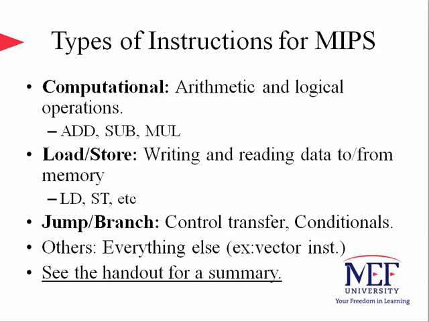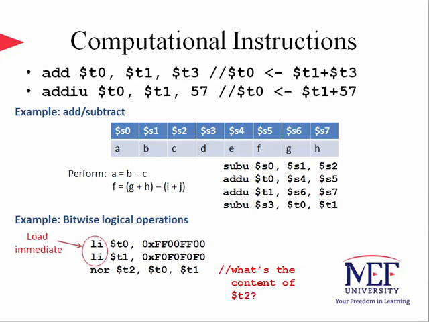Here are the types of instructions for MIPS. Computational, which includes arithmetic and logic operations like addition, subtraction, multiplication. Load store instructions that are necessary for writing and reading to or from memory, like load and store. And also jump and branch instructions that are there for control transfer, also used for conditional statements. There are also other types of instructions, advanced, such as vector instructions. So I would recommend you to see the handout for the summary of these instructions.